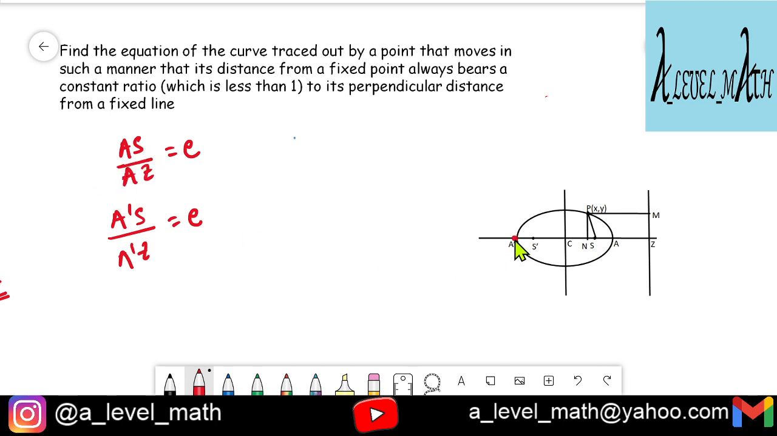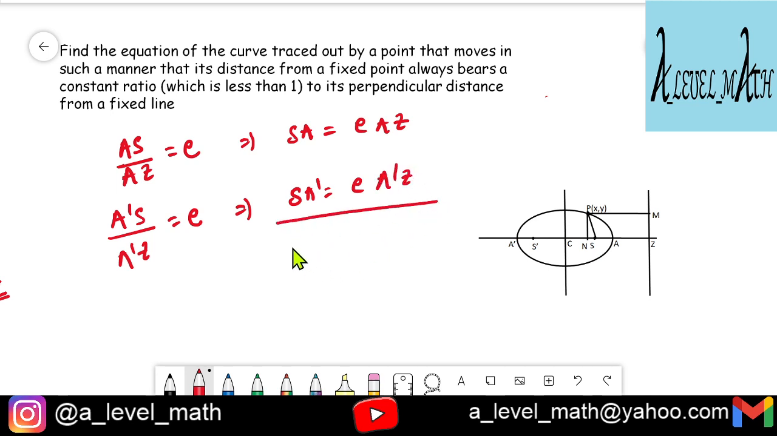And if I take A dash to be my point, then the distance from the focus is A dash S and the distance from the directrix is A dash Z. This ratio will also be E units. So let's quickly cross multiply to see what we get. We get SA is equal to E times AZ, and if I cross multiply here, I get SA dash is equal to E times A dash Z. Let's add these two equations and see what we get.